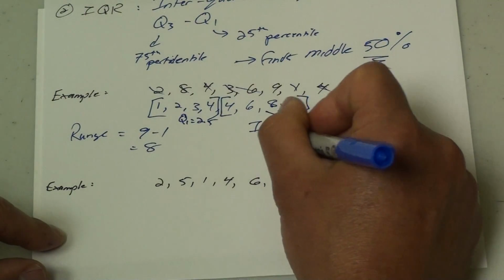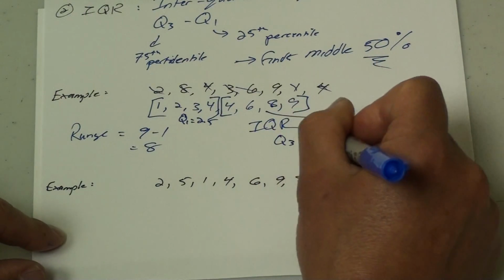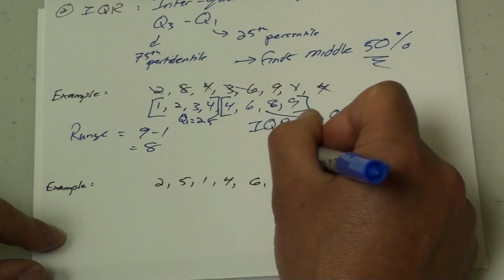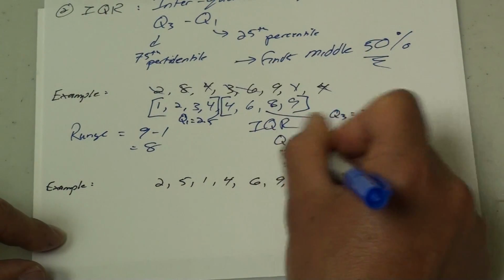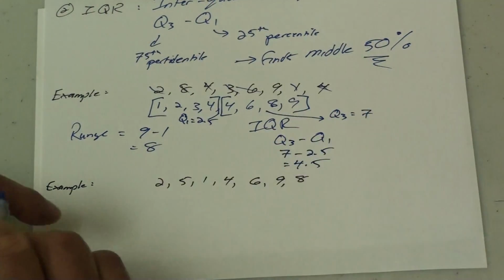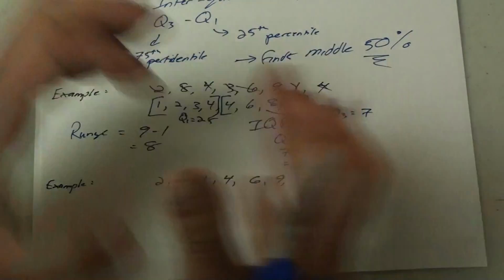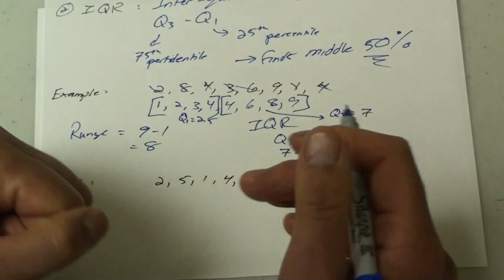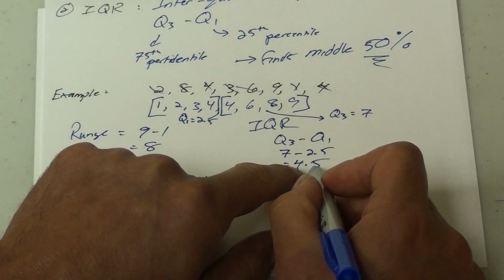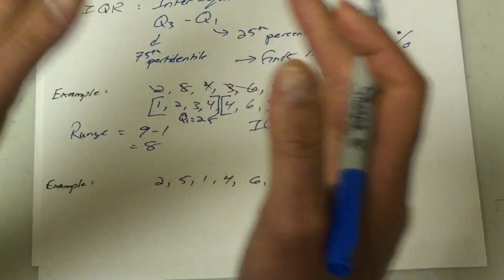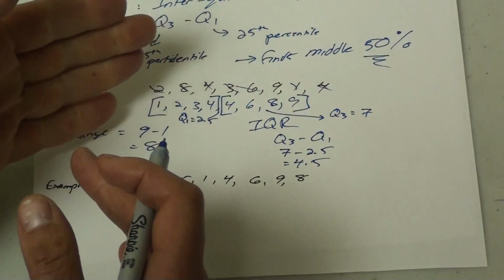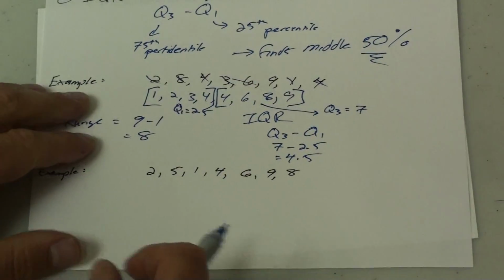So if I go Q3 minus Q1, which is going to equal 7 minus 2.5, which is going to give me 4.5, which means that the middle range of data, the middle 50% of my data, is only 4.5 points separating the lower barrier of that middle 50% from the higher barrier of that middle 50%.